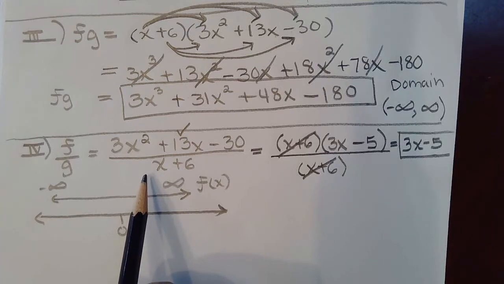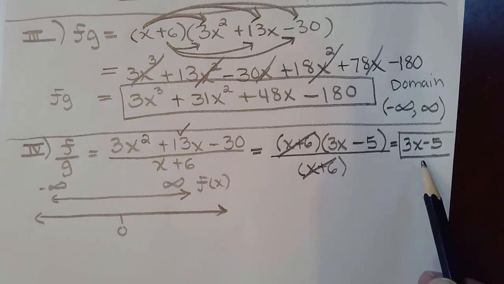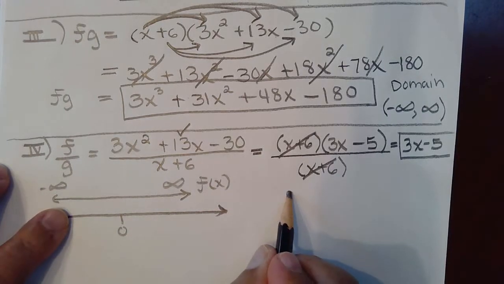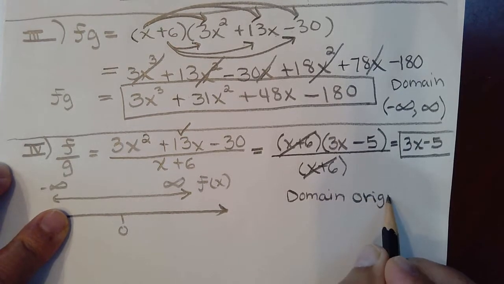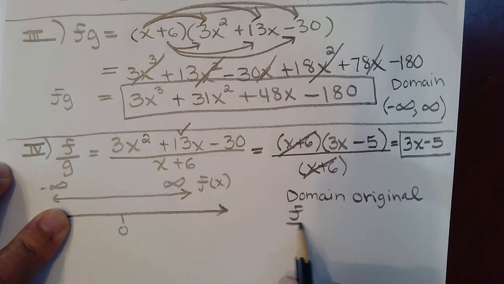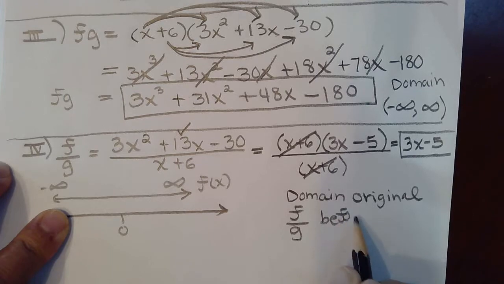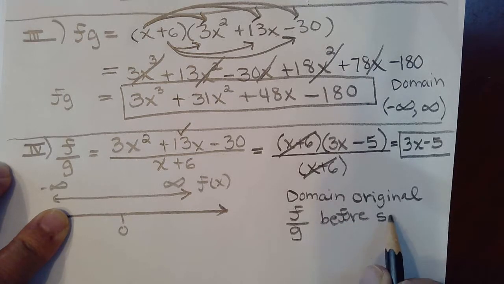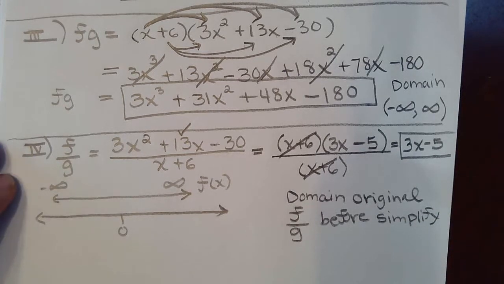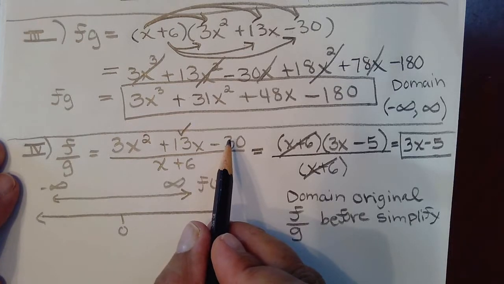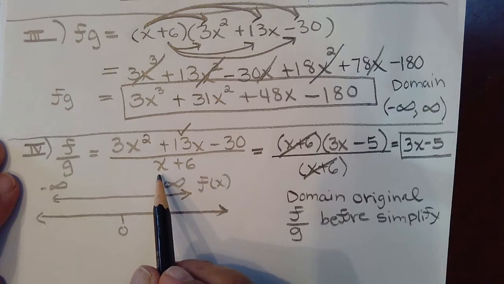And by the way, I do have to really make a point here that when you're doing a quotient, even though the final answer is just a very simplistic 3x minus 5, when you go to find the domain, you're going to be finding the domain of the original quotient before simplification. Before you simplify, that's what you're going to be looking for the domain on. Okay, so the top has a domain of negative infinity to infinity. The polynomial, since it is now a denominator, you cannot use negative 6.